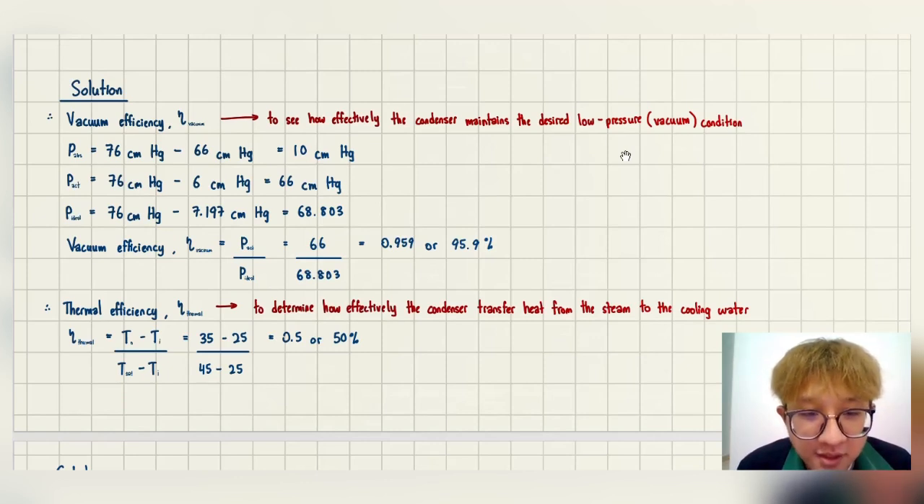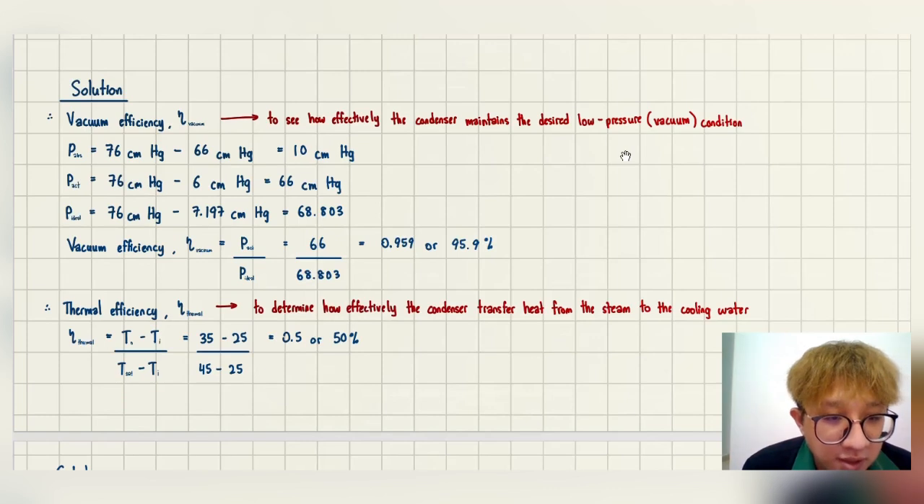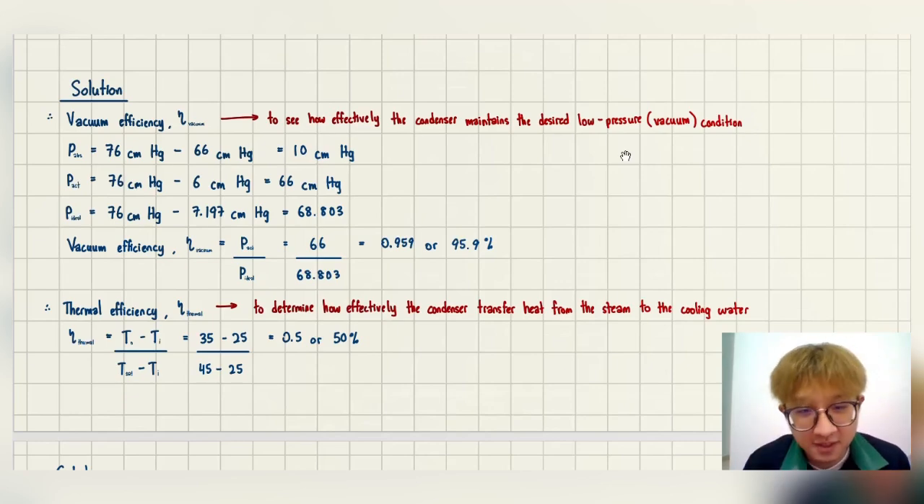Then we are going to calculate the thermal efficiency. Thermal efficiency determines how effectively the condenser transfers heat from the steam to the cooling water. The formula is the temperature outlet of cooling water minus temperature inlet of cooling water, divided by temperature of steam minus temperature inlet of the cooling water. So the thermal efficiency is 50%.